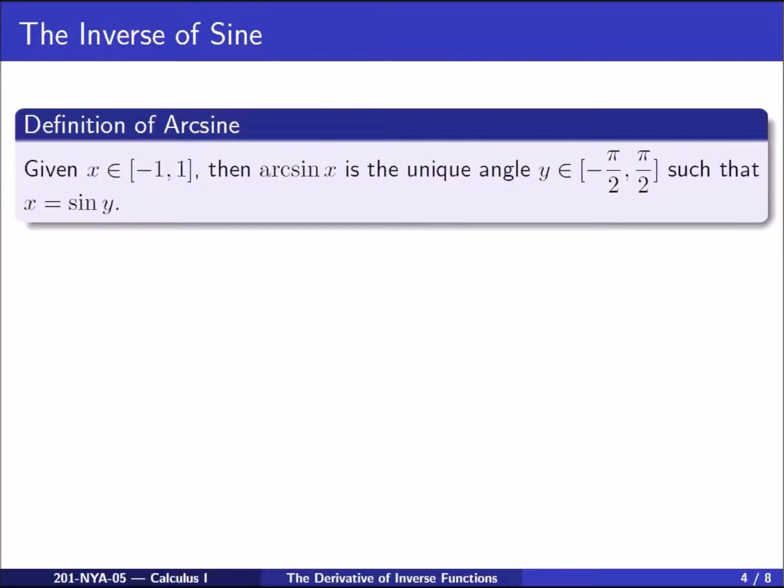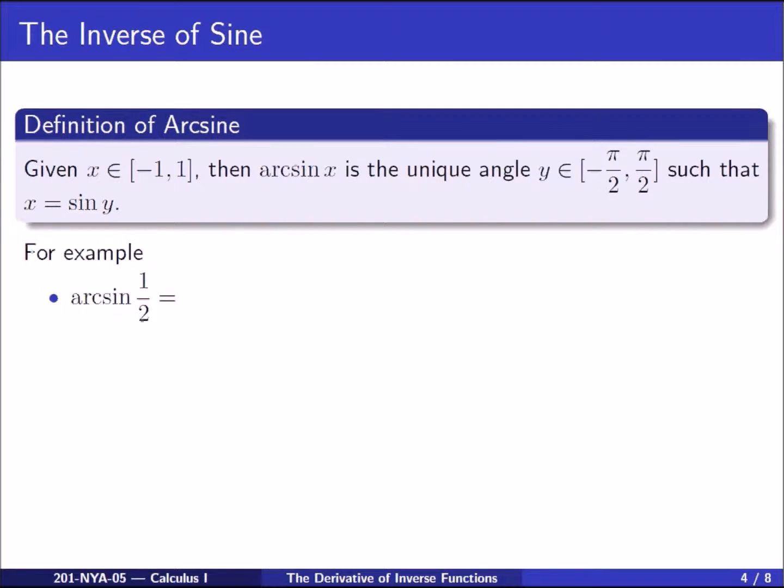So from our previous discussion, we get that given any x between -1 and 1, we call the arcsine of x the unique angle y between minus pi over 2 and pi over 2 included, such that x equals sine of y. So let's look at some examples where we're going to compute the arcsine of a value between -1 and 1. Now, what's the arcsine of 1/2?